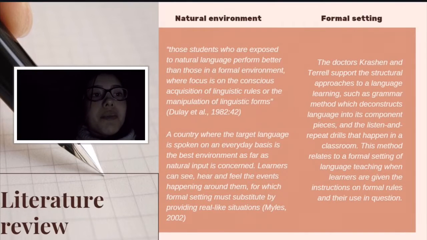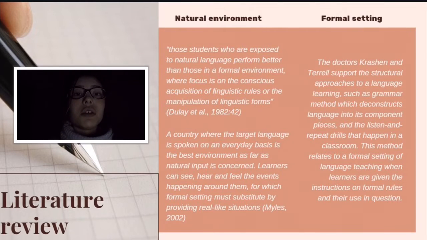So studies say that there are 2 environments for learning. The first one is called the natural environment, and the second is called the formal setting. And both of them have pros and cons. For example, learning in a natural environment can be a rather fast process.